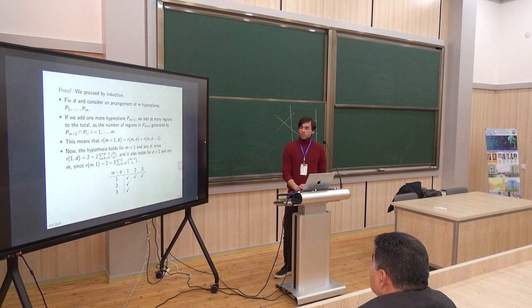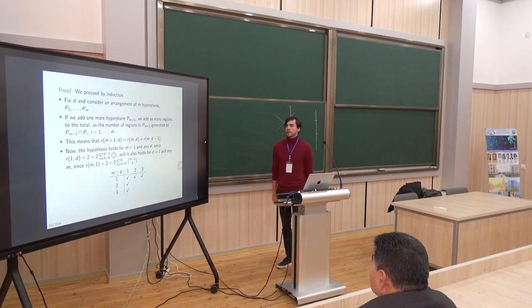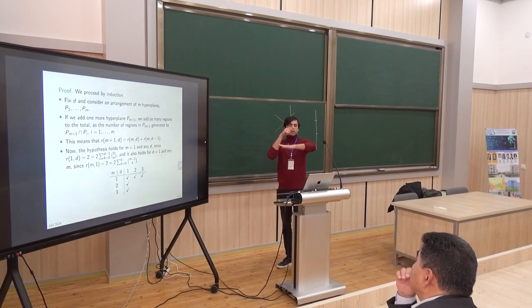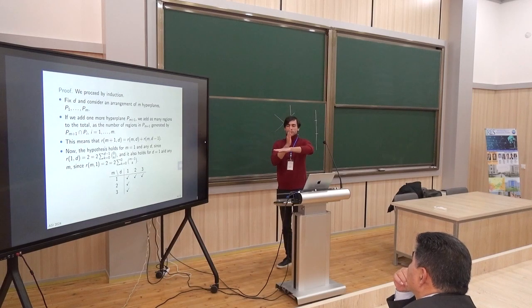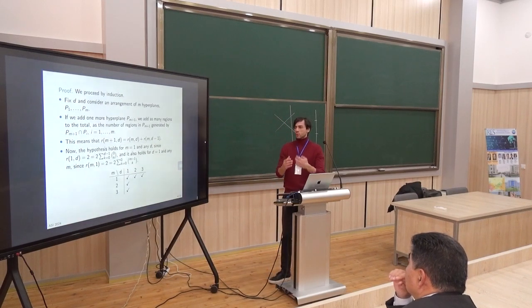It also holds true when d is equal to 1 and any number of hyperplanes, because they are central hyperplanes, and so we're always splitting just the real line, which is something at the origin. We always get 2 pieces.